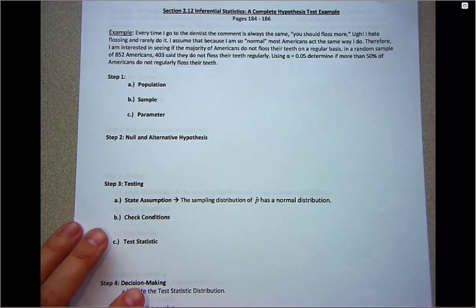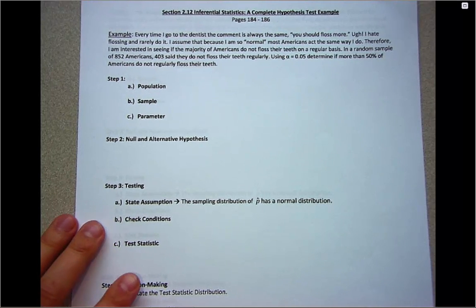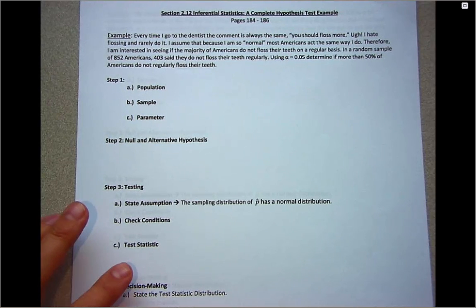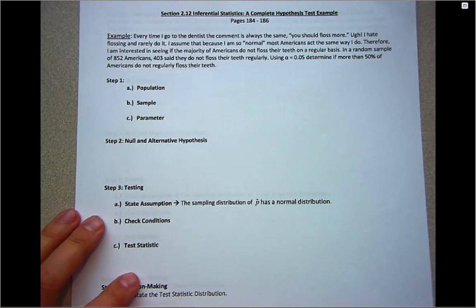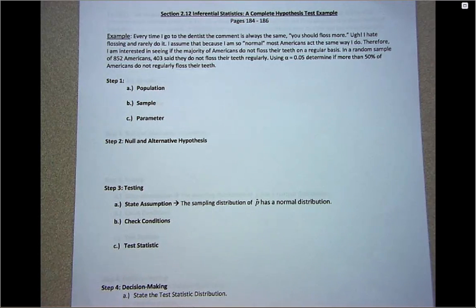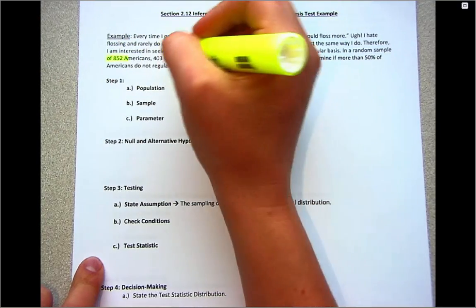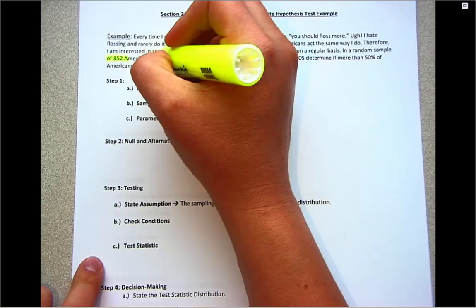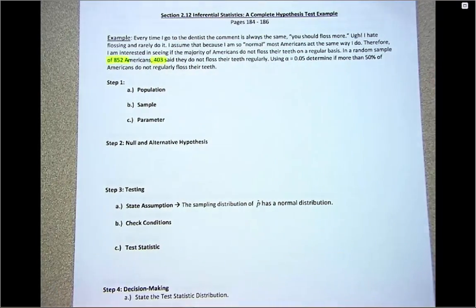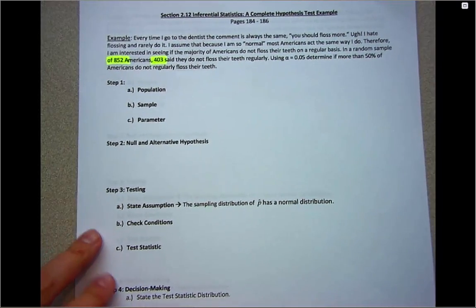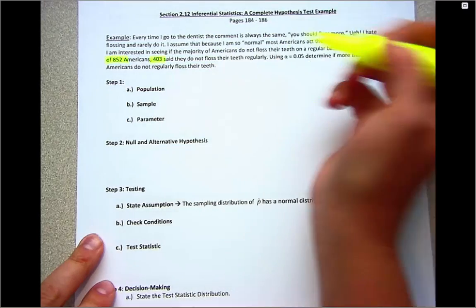Today we're working on our first example of a hypothesis test for one population proportion in the chapter Analysis of One Categorical Variable. So when you look at these paragraphs, there are a few pieces of information that you're interested in. You're always interested in the sample size. So here we have 852 Americans. Then you're interested in the number of successes. So here 403 people said that they do not floss their teeth.